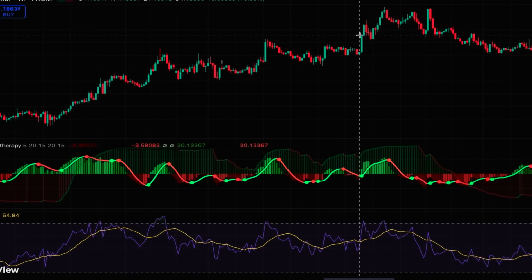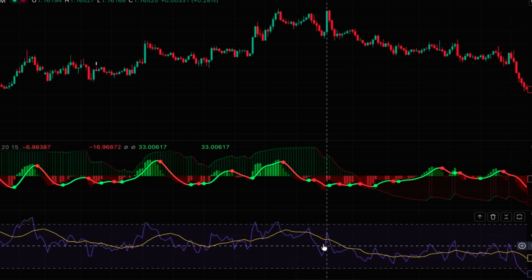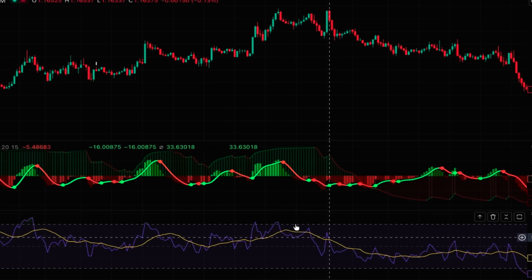Following this uptrend, here you can see that the price made the same level, but when we check RSI, we can see that RSI made a lower high. This is called bearish divergence, and it is a leading signal that probably a reversal is going to happen.